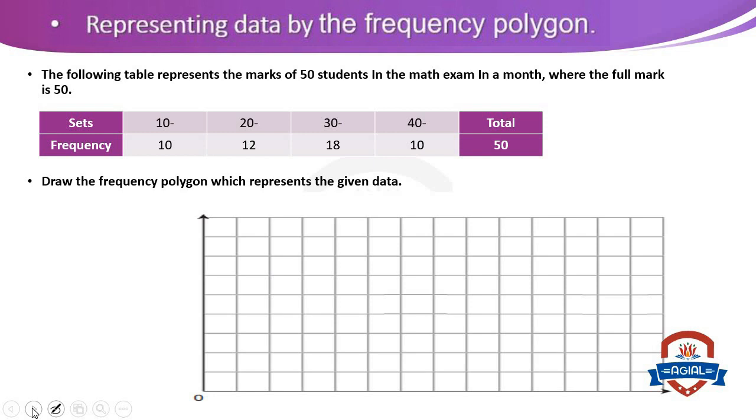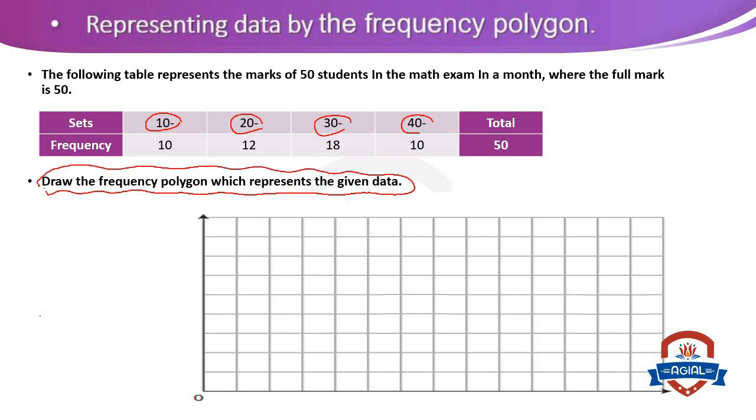If you look at this practice, we have the following table represents the marks of 50 students in the math exam in a month, where the full mark is 50. In this cumulative frequency table, we have these sets, the set 10 and 20 and 30 and 40. We need to draw the frequency polygon which represents the given data. I will choose to follow the method of Yasser because it's easier than Magdi method.